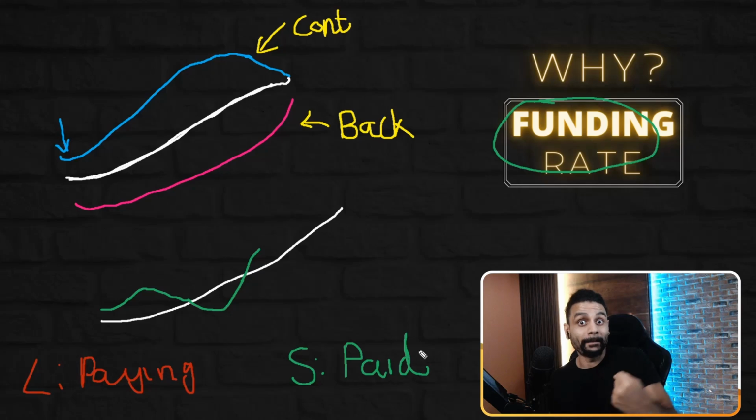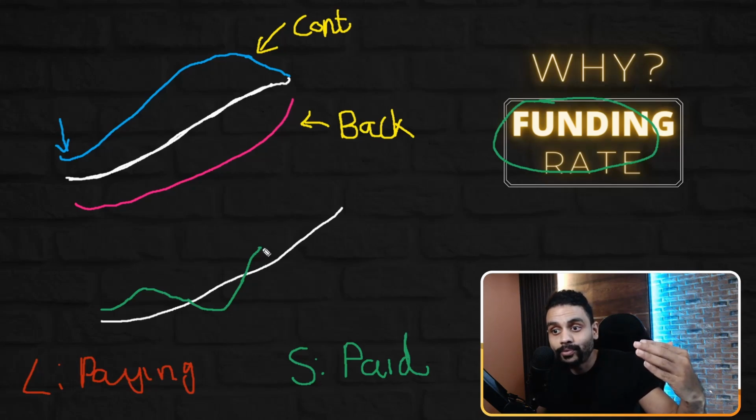Since the longs are paying money to hold on to their position, they're less incentivized to be as aggressive, right? They're likely going to close out some of their positions or maybe all of their positions depending on how high the funding rate gets. When longs close positions, what are they doing? They're essentially selling into the market, right? Closing out a long means selling into the market. That creates downward pressure onto the price. So the price converges back towards the spot.